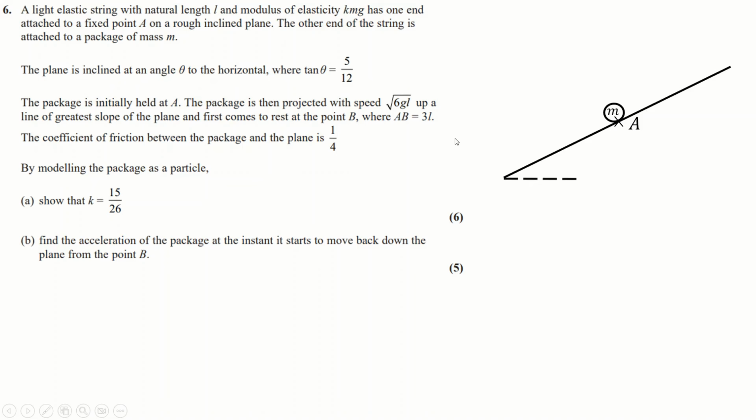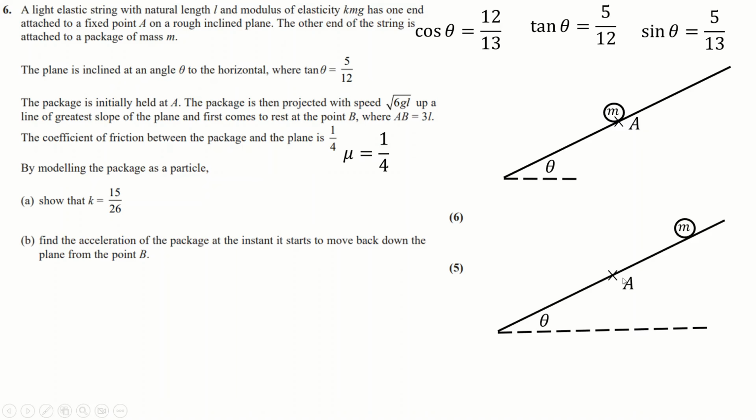Again, we've got tan theta is 5/12. You should know the 5, 12, 13 triangle. Again, imagine 5 here, 12 here, so therefore 5 squared plus 12 squared is 13 squared, so sine of theta is 5 over 13, and cos of theta is 12 over 13. We should be able to get that, I think. Good, so it's initially held at A, and then it's projected at speed root 6gl upwards. So okay, lots of things to do here. Mu is a quarter, and this is the finishing situation, right?